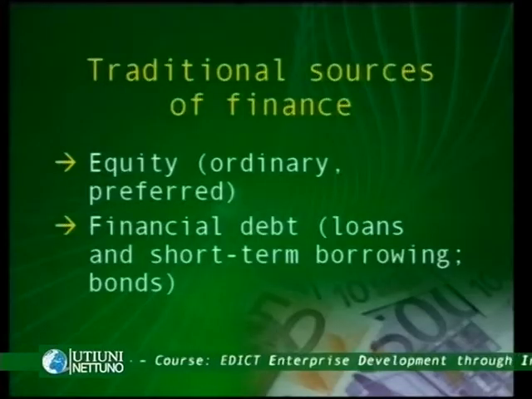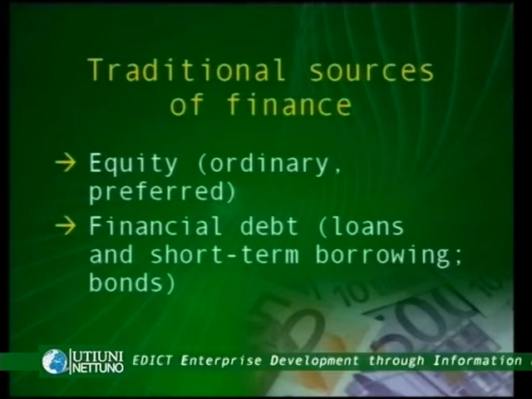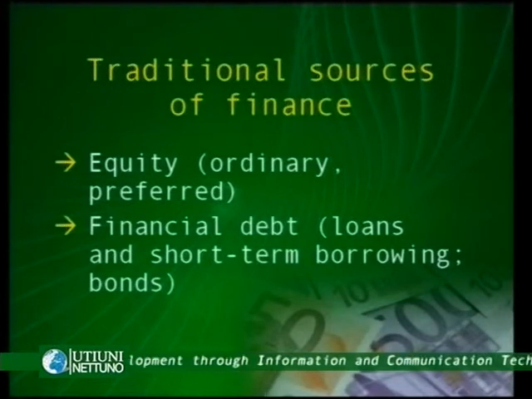If we look then at financial debt, we can see that we have a distinction between loans and short-term borrowing on one side and bonds. The difference is that loans and short-term borrowing are typically negotiated with the bank, so on a contractual basis, whereas bonds are issued in capital markets and bought by private investors. They can also be bought by banks, but typically they are bought by a wider set of investors, and they are bought on a capital market, typically on the bond market.